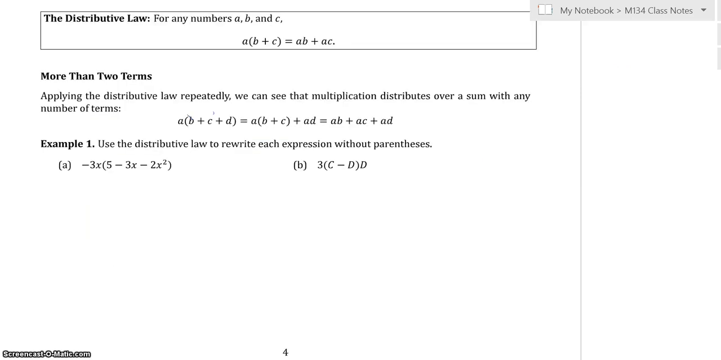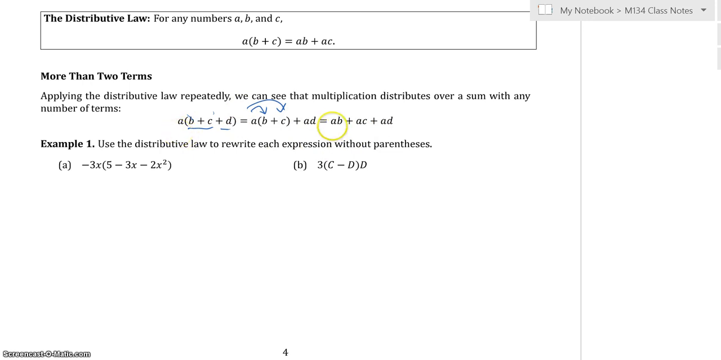If you have more than 2 terms, you can still apply the distributive law. You just need to do it repeatedly. We can see that multiplication distributes over the sum of any numbers. So what they did here is they took the first two as 1, so a(b + c), and then plus a times d, and then distribute again, and you'll get ab plus ac plus ad. So essentially, you don't need to do this every time.